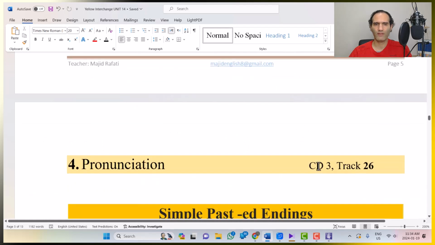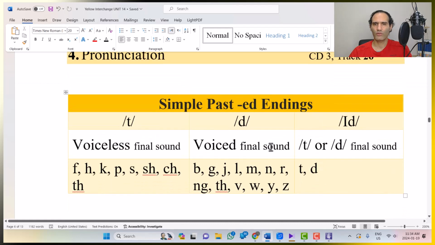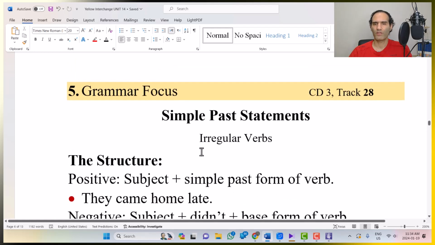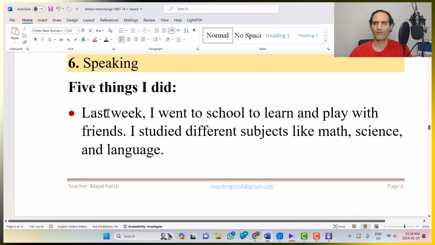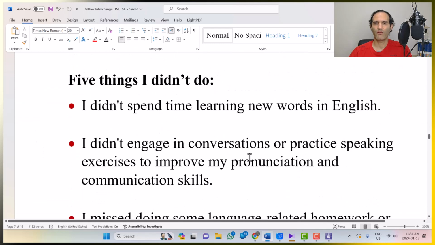Here, grammar practice. Under pronunciation, I told you past tense ed verbs are pronounced 3 ways. If the final sound of the verb is t or d, it will be pronounced id. Other than that, the final sound is either voiced, meaning with vibration, or voiceless. If it is voiced, d. If it is voiceless, t. Grammar focus, irregular verbs. You need to memorize the list of the irregular verbs. Under speaking, 5 things we did, 5 things we didn't do.